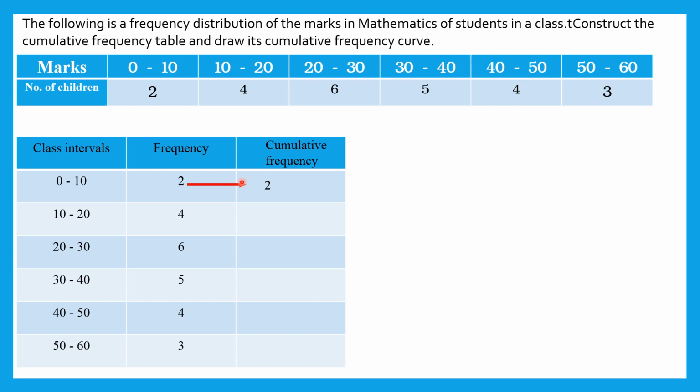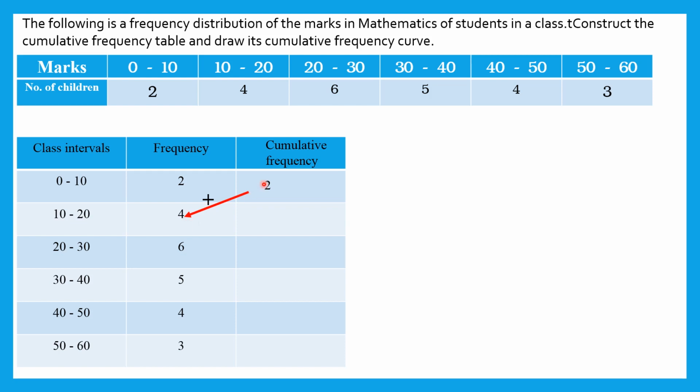First frequencies are not changed. Cumulative frequency is also the same as the frequency. Okay, but hereafter the cumulative frequencies will change. The next step is to find the cumulative frequency of this class. You have to add this frequency and this frequency together.